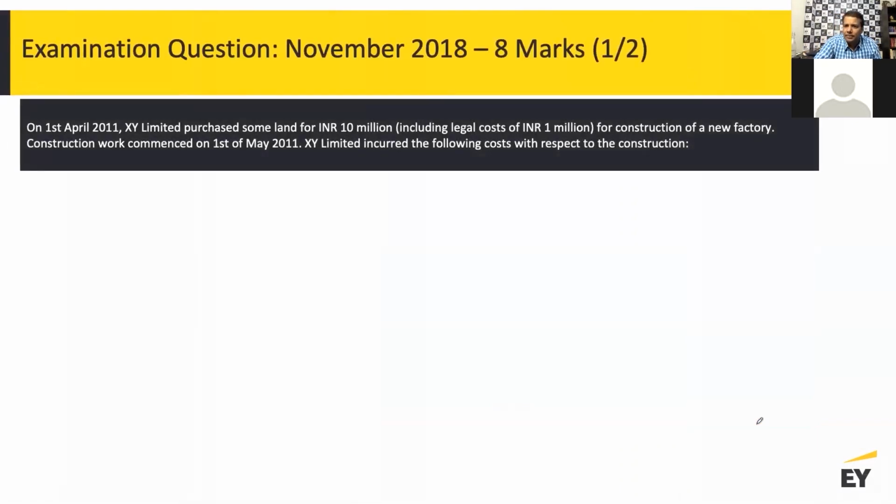Let's look at another example, which was again covered in November 2018 for 8 marks max. The question is, on 1st April 2011, XY Limited purchased some land. Ensure that you take note of all of these dates. These dates are very, very important. XY Limited purchased some land for INR 10 million, including legal cost of INR 1 million, included in the 10 million, for construction of a new factory. Construction work commenced on 1st May 2011.